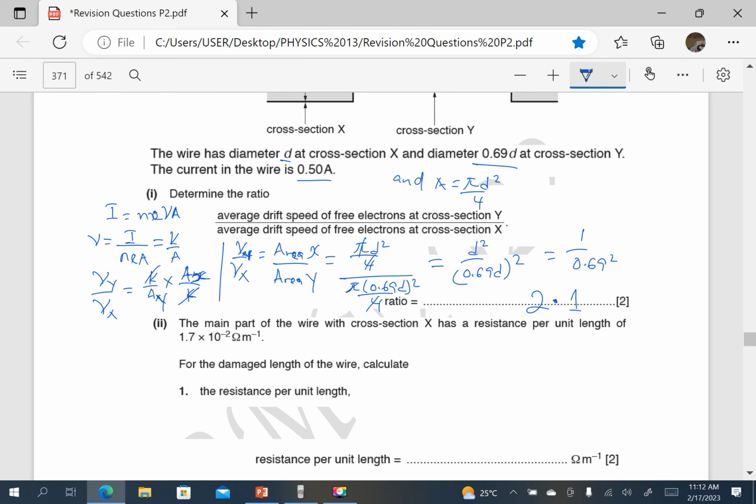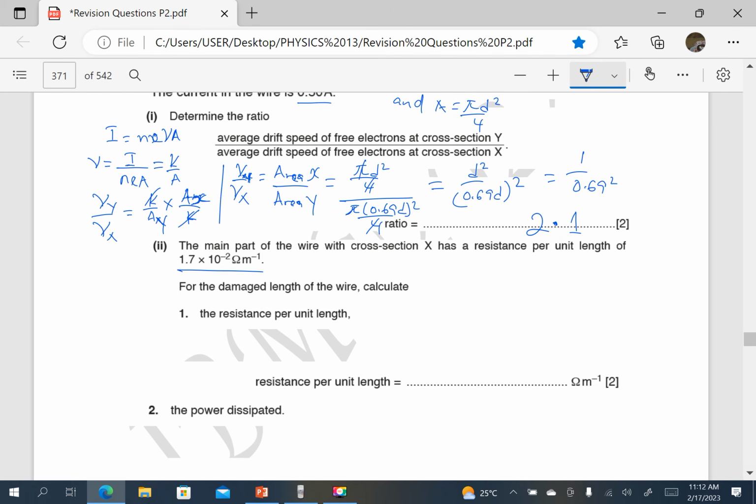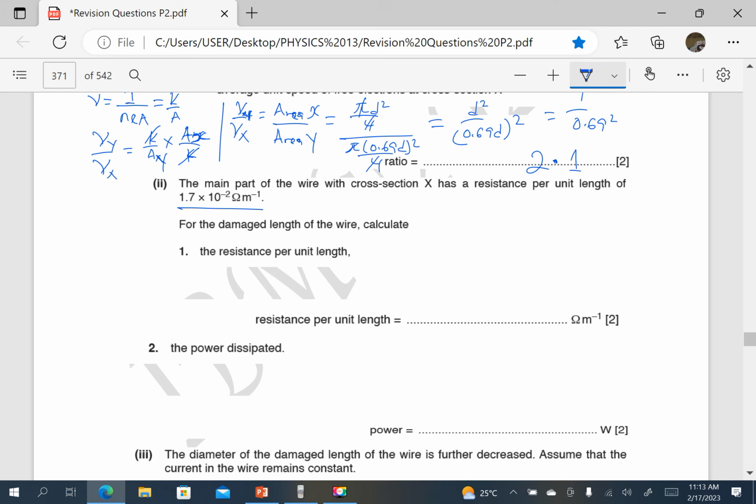The main part of the wire with the cross-section X has a resistance per unit length of 1.7 times 10 power negative 2 ohms per meter. For the damaged length of the wire, calculate the resistance per unit length. So we know that resistance is equal to rho L over A. Now we want resistance per unit length, that is R over L. So this implies that resistance over L is equal to rho over A.